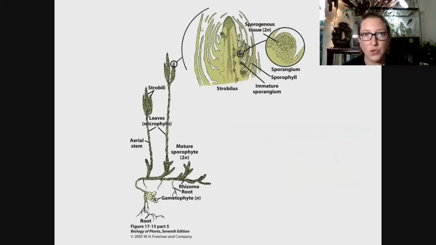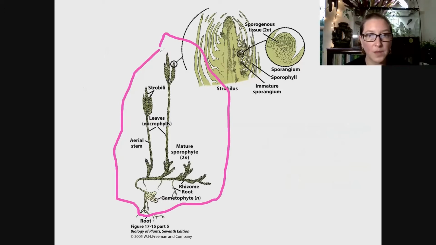So let's see, what color should I use? I'll use pink. So here you go. This right here, this whole thing is a sporophyte plant. Lycopodium sporophyte plant. 2N. See? Mature sporophyte. 2N. Which is the dominant generation in Lycopodium and all vascular plants.